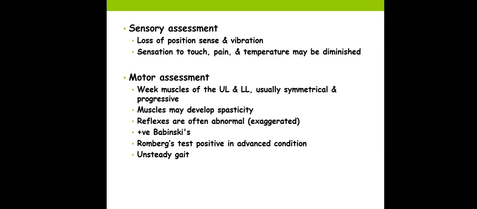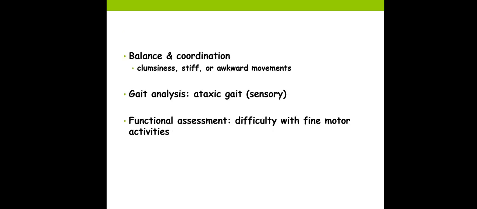In motor assessment, there will be weakness of muscles of the upper limb and lower limb, which is usually symmetrical and progressive. Muscles may develop spasticity. Reflexes are often abnormal or exaggerated, with a positive Babinski sign. Romberg test is positive in advanced condition, with unsteady gait. So these are all the symptoms of upper motor neuron lesions, right? It resembles the symptoms of an upper motor neuron lesion.